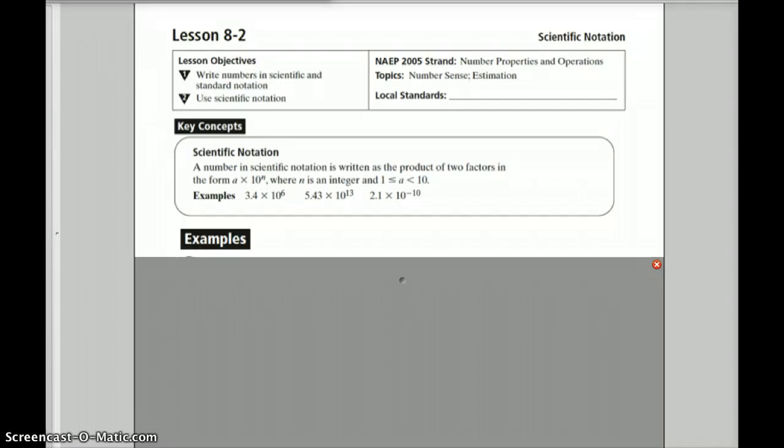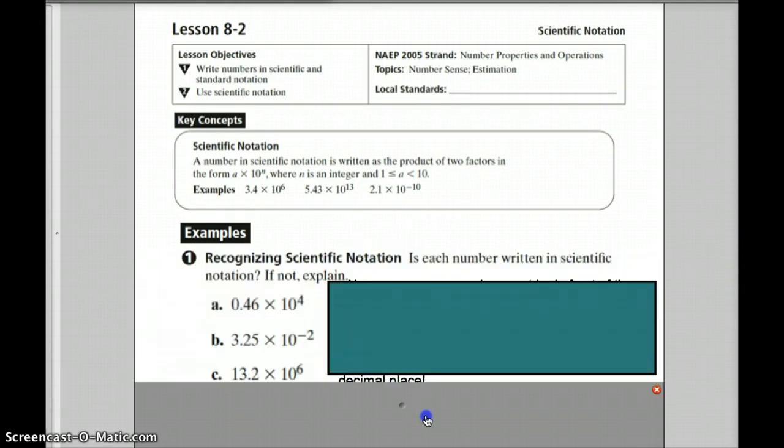Why we use scientific notation: it is used to write usually really large numbers or really small numbers in a more manageable way than having a ton of zeros. What happens when you have very large numbers, and we all do this, we look at the numbers and we count the zeros, or we count how many place values there are to give us an idea of how big the number actually is. Scientific notation does that for us. So let's look at a couple examples here.